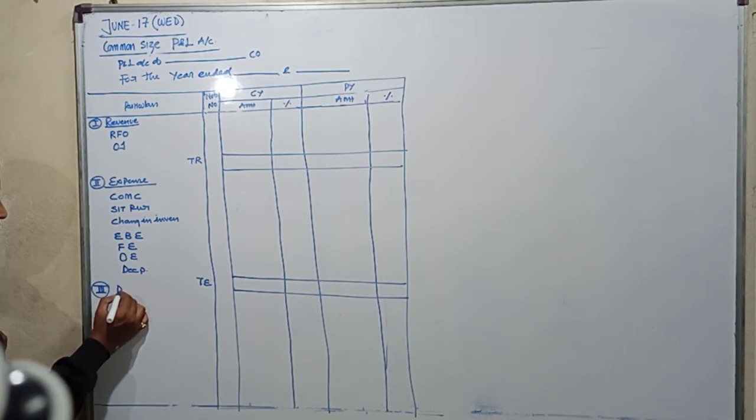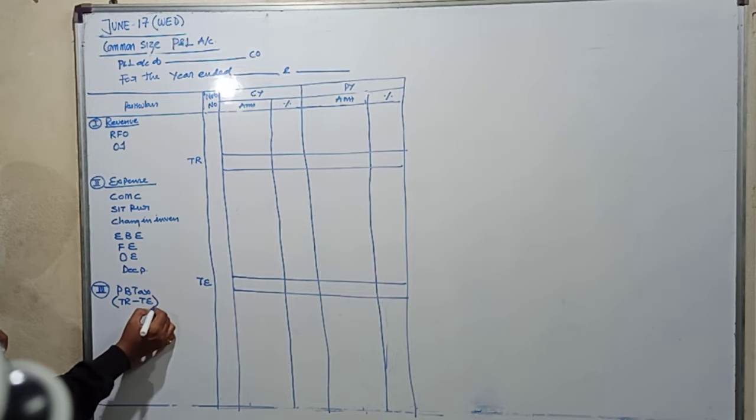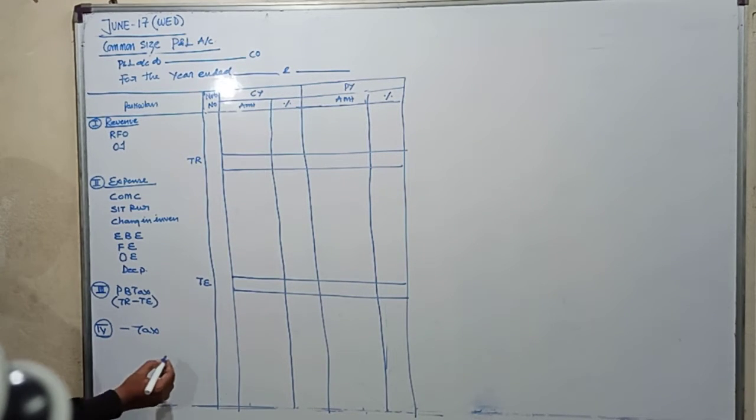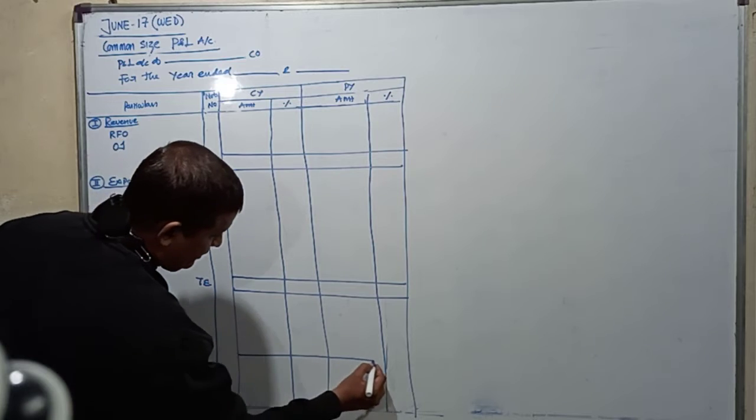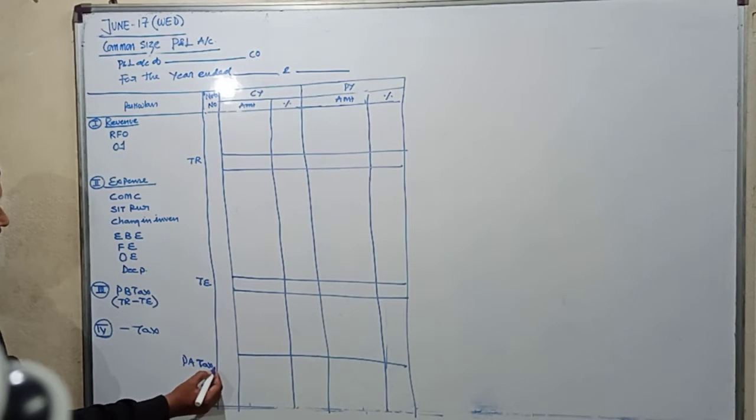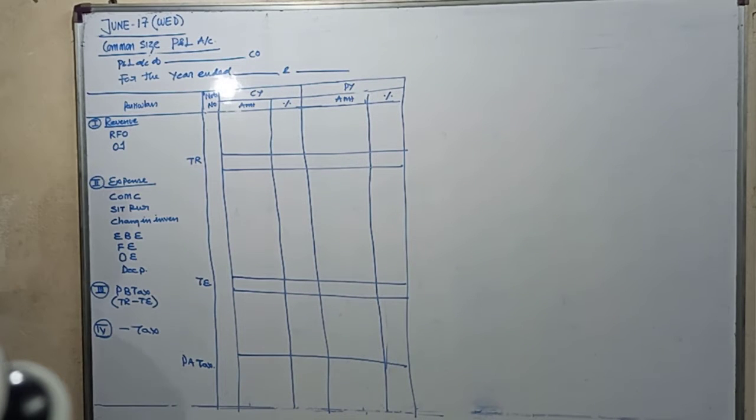Now third, it is called profit before tax. How do you get this? Total revenue minus total expense gives profit before tax. Fourth, minus tax will give you profit after tax. So that's the pro forma of profit and loss account.